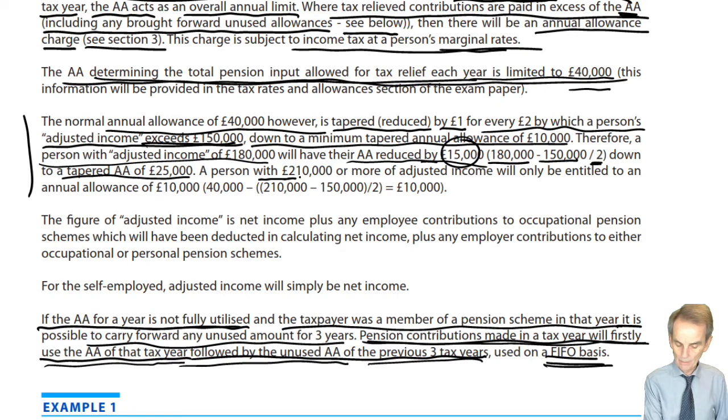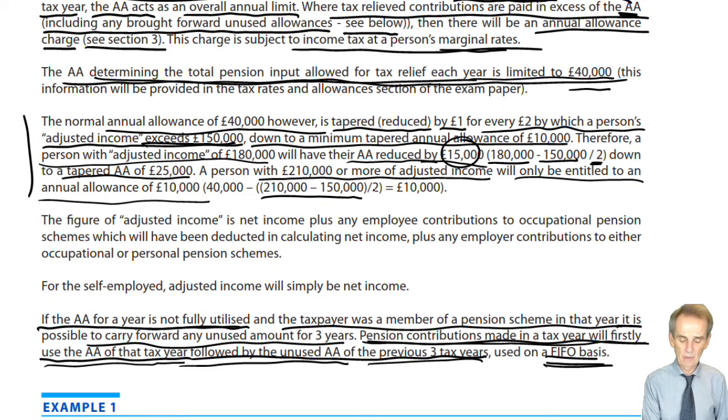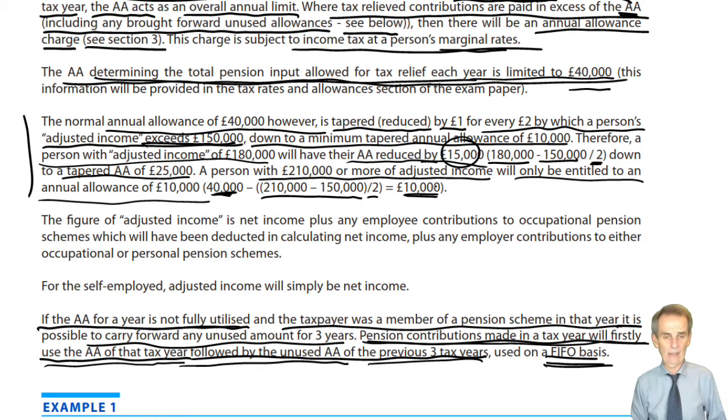As we've said, you do not taper down below £10,000. So a person with £210,000 or more of adjusted income will only be entitled to an annual allowance of £10,000. How do we get that? 210 minus 150, that would be 60,000. Divide by 2, that therefore would be 30,000. Take 30,000 from your basic AA limit of 40, and there's your 10,000. So for any adjusted income figure in excess of 210, you don't need to do a calculation. The minimum AA allowed will be £10,000.